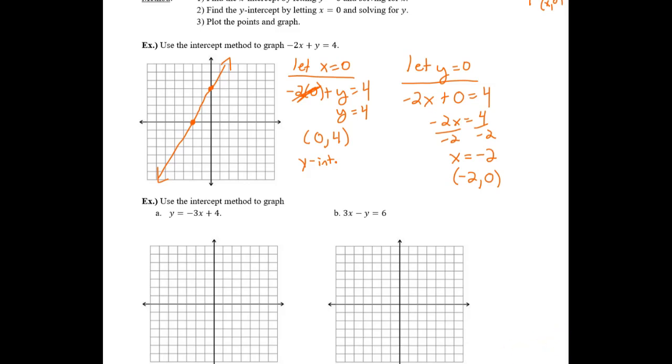It is recommended that you find a third point to verify that you did your math correctly here. You don't have to. Technically, you only need 2 points to make a line, but 3 is recommended to make sure you did your math correctly.